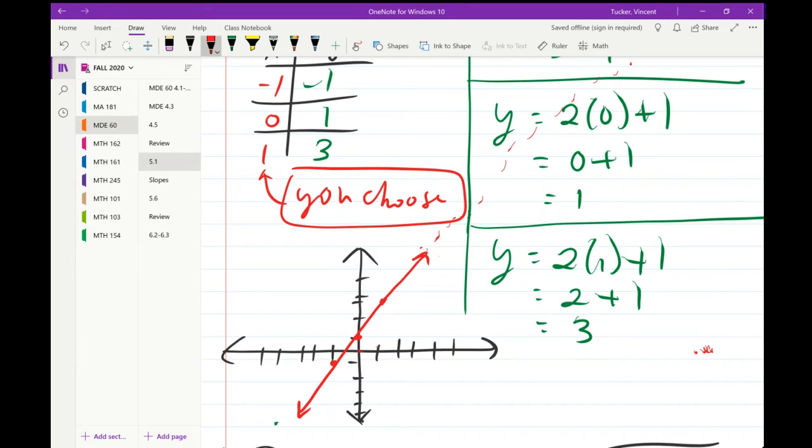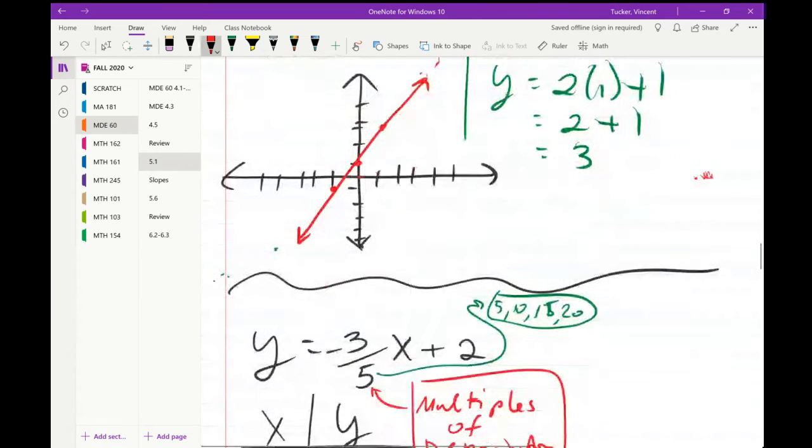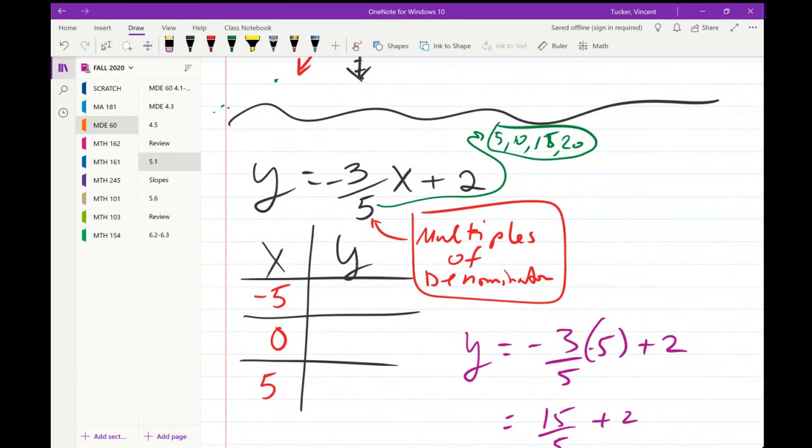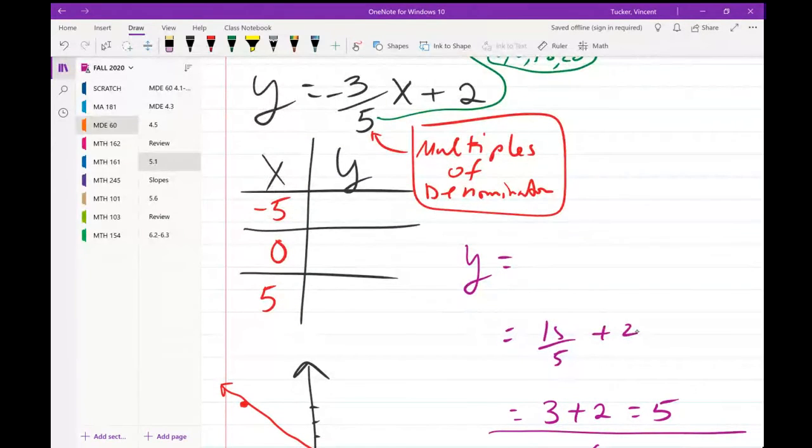All right, questions before we do another one? All right. So for the next one, we have y equals negative 3/5 x plus 2. I'm just clearing out the work so I can.